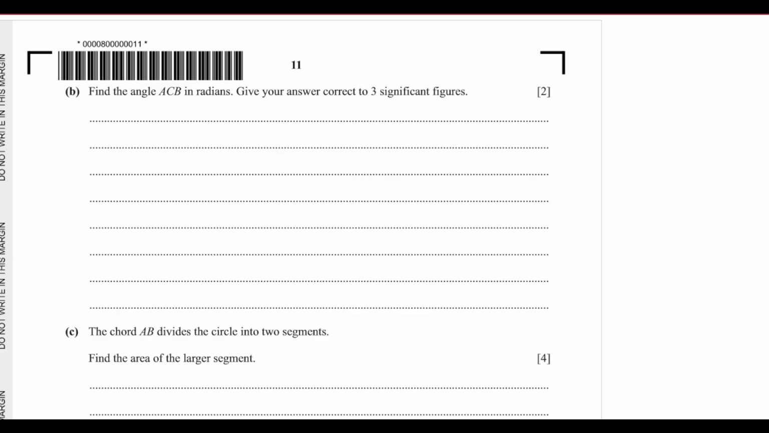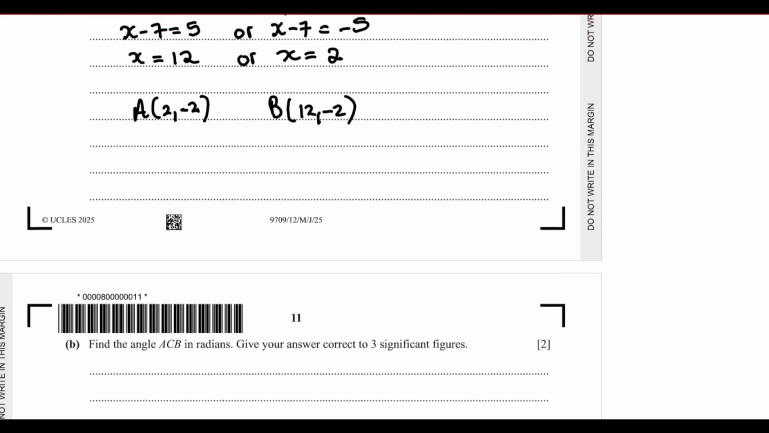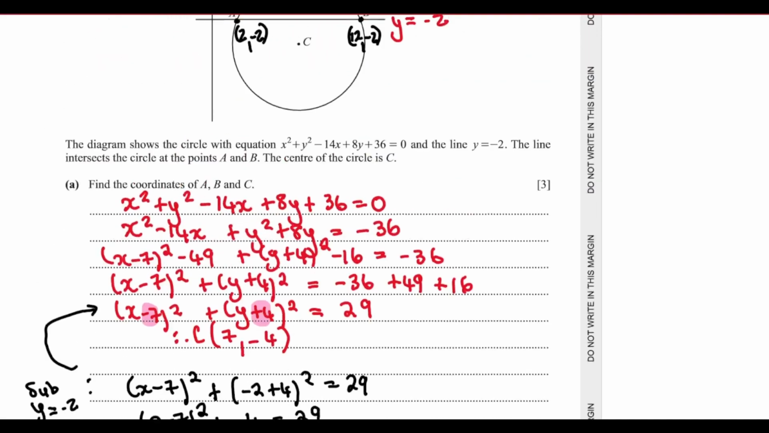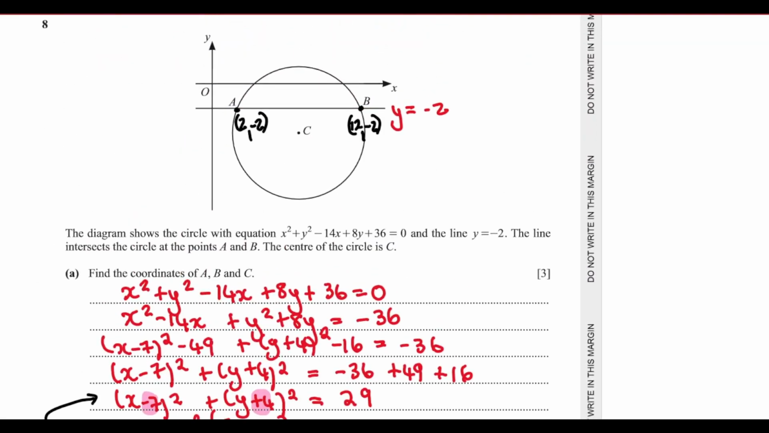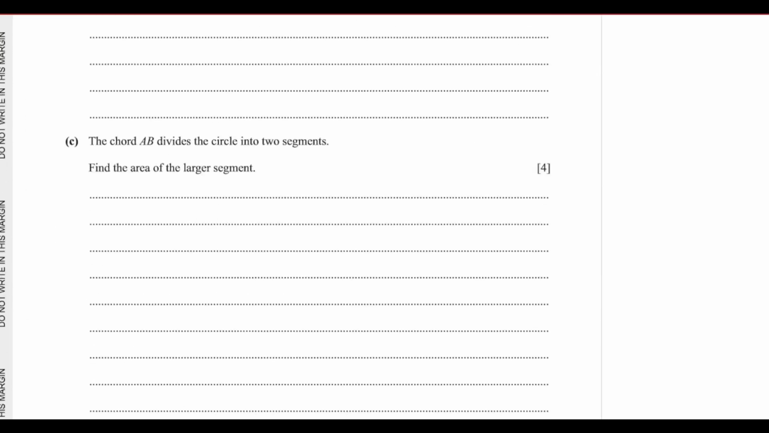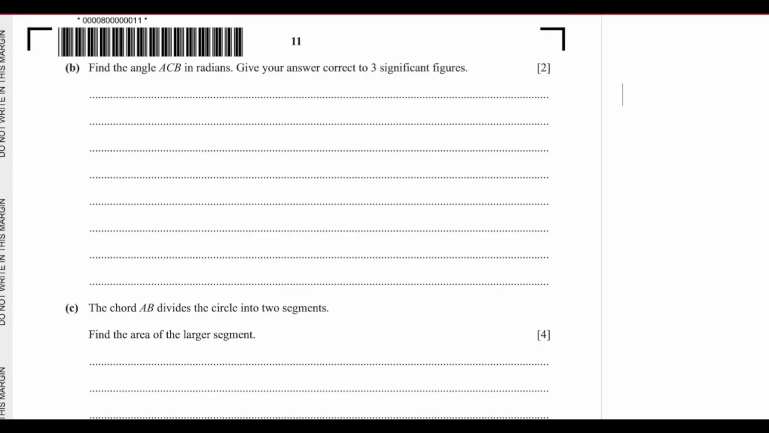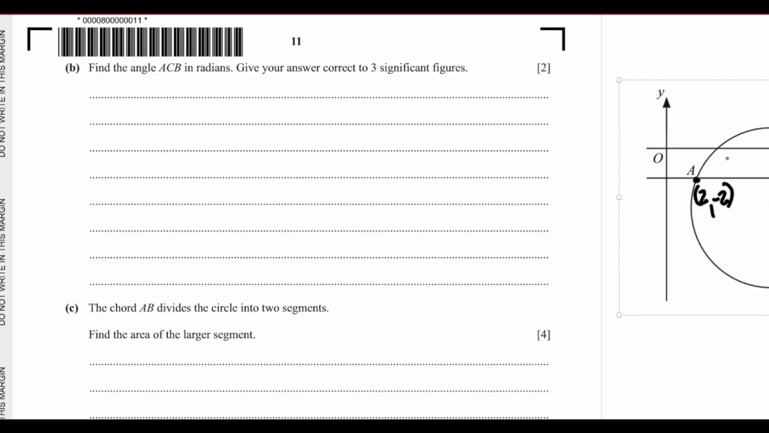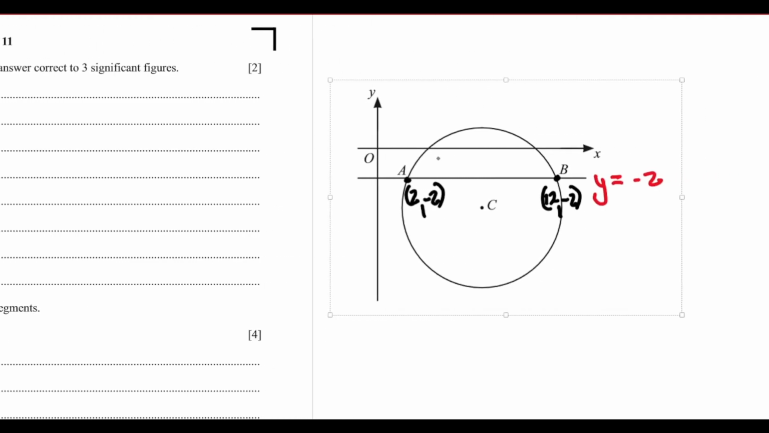This question 8 has a part B and a part C. Let's do part B. Find the angle ACB in radians. Give your answer correct to 3 significant figures. I'm going to bring a copy of that diagram down here. You could obviously write on the diagram in the actual exam. I'm just going to do that over here to simplify things.